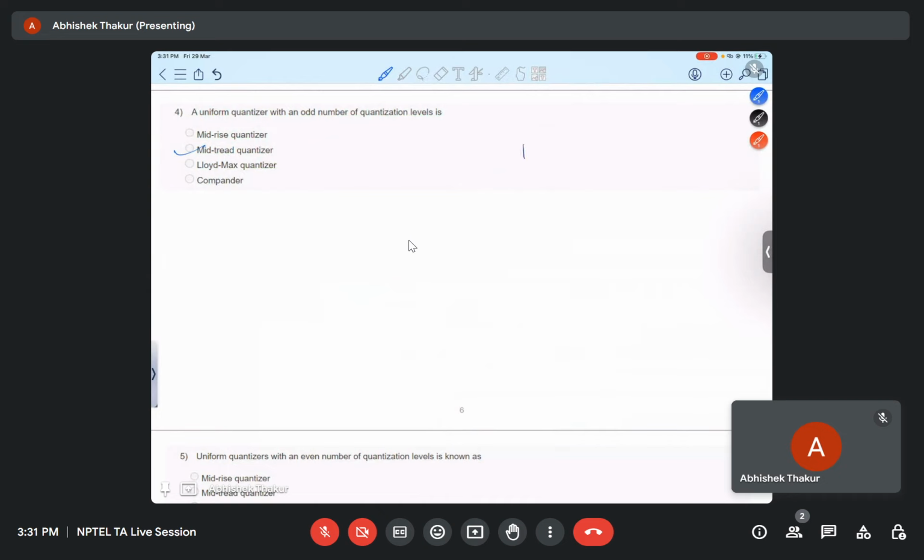So let's suppose there is a uniform quantizer and there are 5 quantization intervals. 5 quantization intervals means this is the first interval, second interval, third interval, fourth interval, and this is the fifth interval. So the boundaries are minus 5 delta by 2, minus 3 delta by 2, minus delta by 2, delta by 2, 3 delta by 2, and 5 delta by 2.